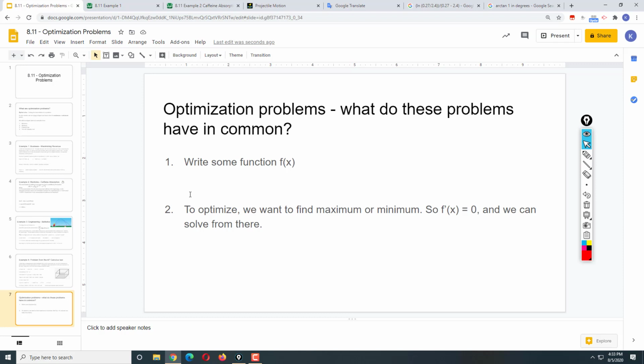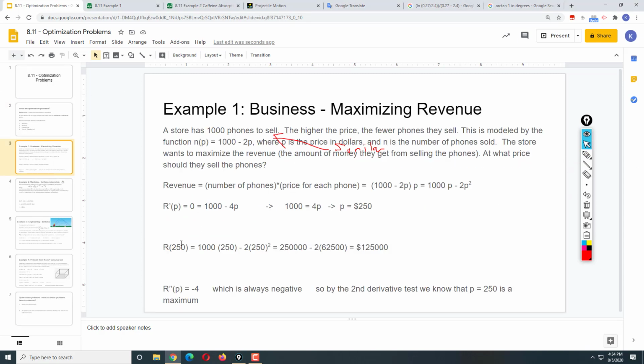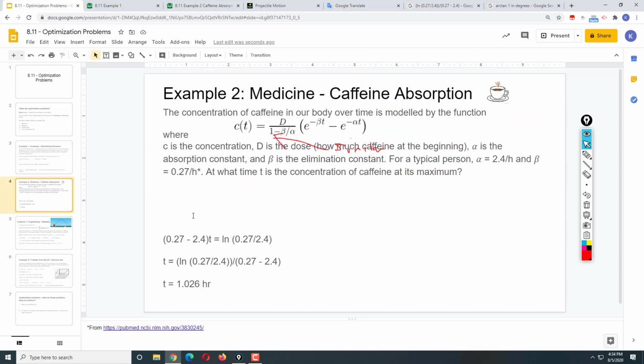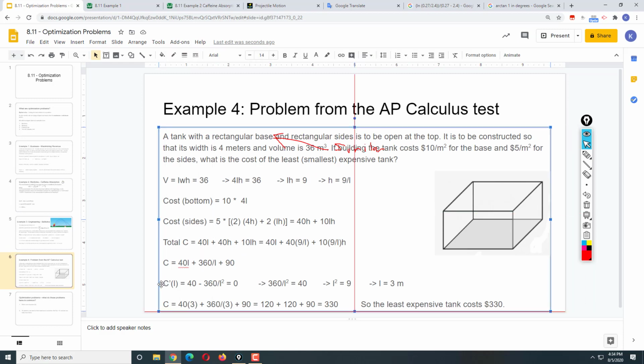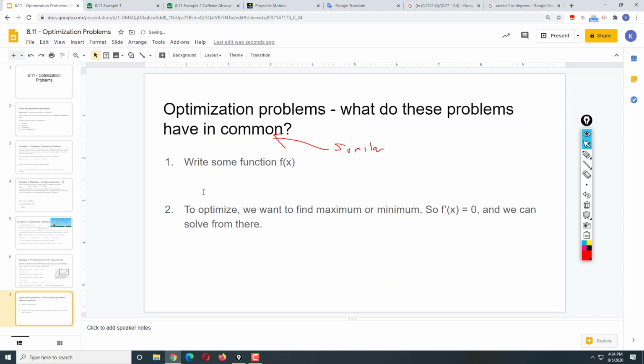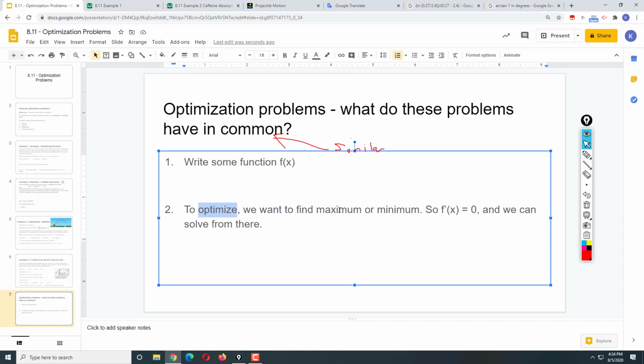So what do these problems have in common? Common means how they are similar. How are these problems the same? Well, for all of these problems, we write a function, and then we take the derivative and set it to 0. Derivative, set it to 0. Derivative, set it to 0. So we write some function. To optimize, to find the best solution, we want to find the maximum or minimum. So that means the derivative is equal to 0. Then we can solve from there using algebra. That's it for optimization problems.